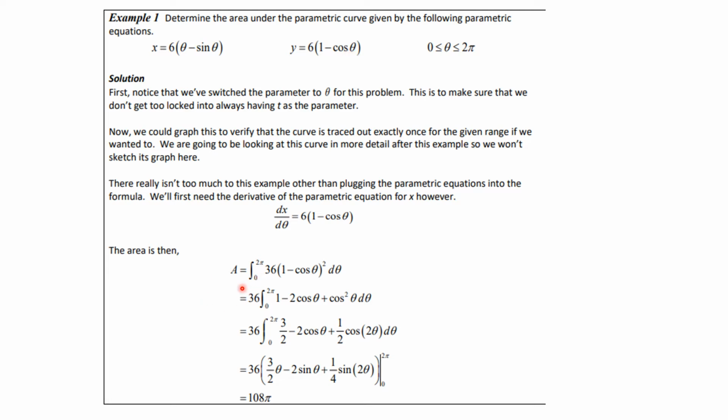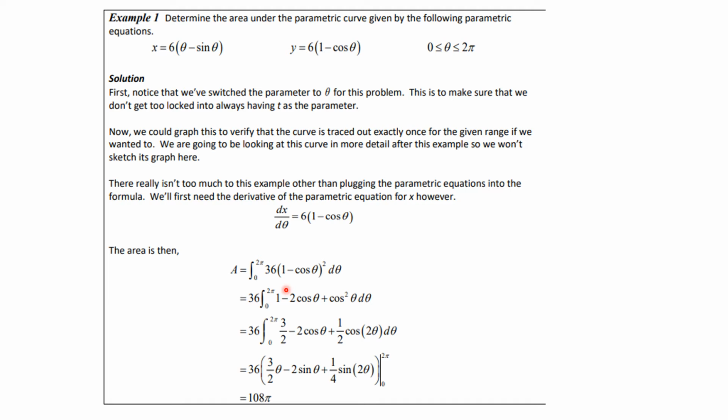So the area, if we substitute in the formula we derived before, is going to be the definite integral from 0 to 2 pi. 6 times 6 is going to be 36. And 1 plus cosine theta times 1 minus cosine theta. Actually, I was lying with that. This is 1 minus cosine theta times 1 minus cosine theta. And so that'll be 1 minus cosine theta, whole squared, d theta. And so that's what we get.